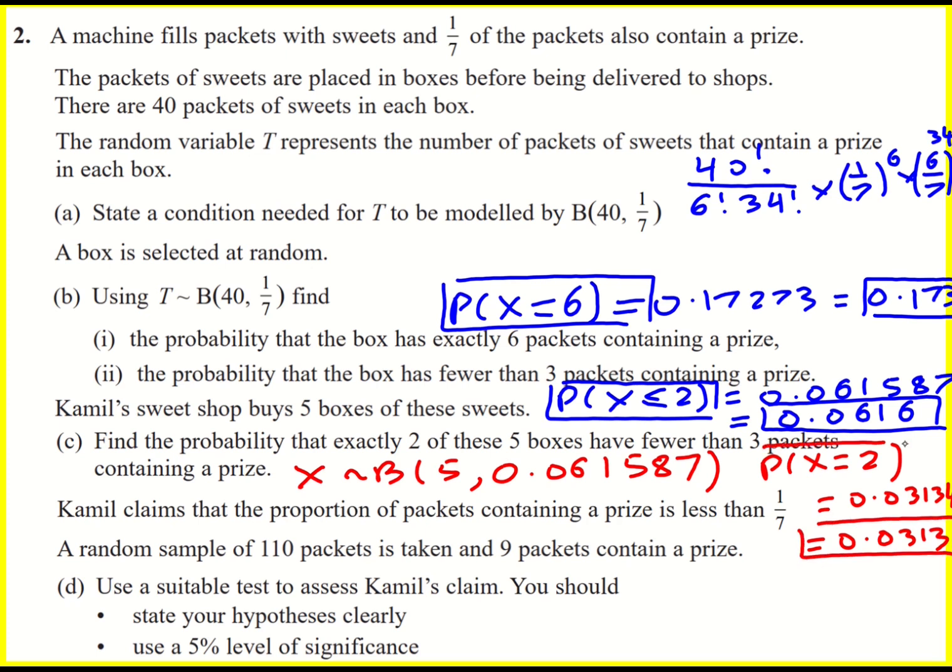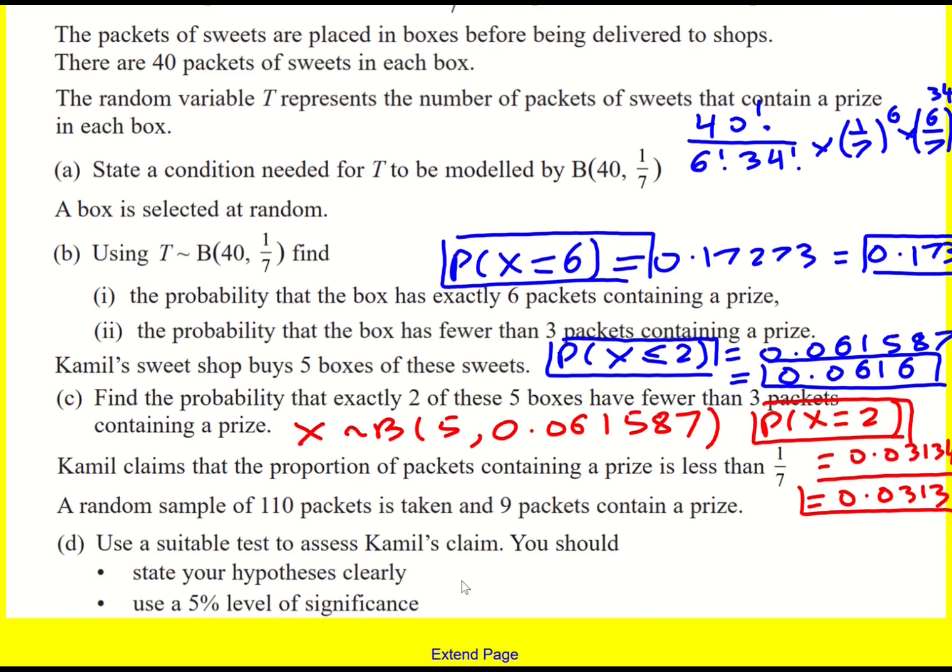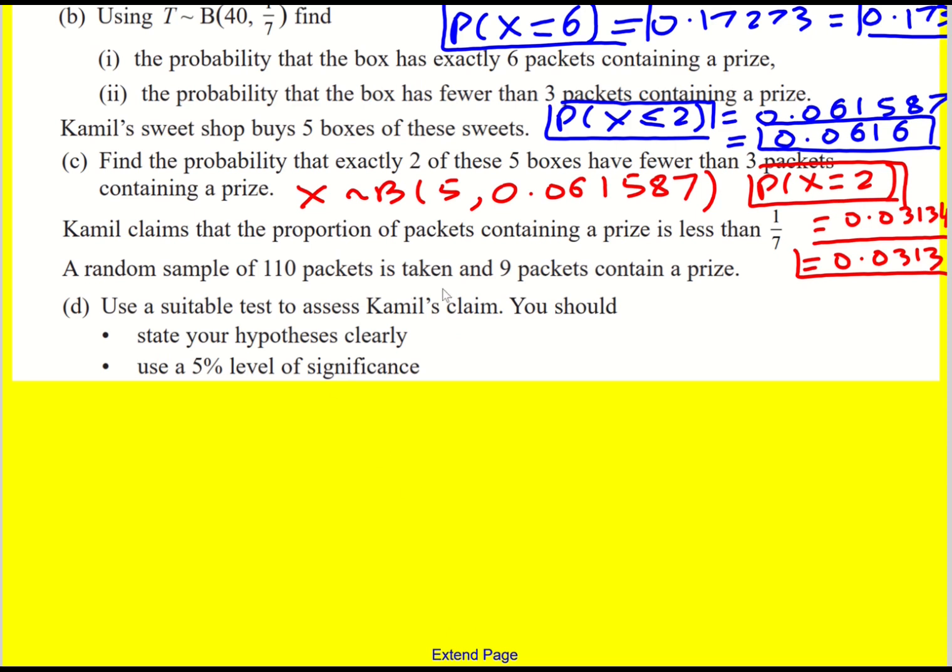Finally, Camille claims that the proportion of packets containing a prize is actually less than 1/7. A random sample of 110 packets is taken, and 9 packets contain a prize, which is below 1/7, but we need to see if it's statistically significant. So we're going to use our hypothesis test to test this claim. State our hypotheses clearly and use a 5% significance level. So H naught is going to be that P is equal to 1/7.